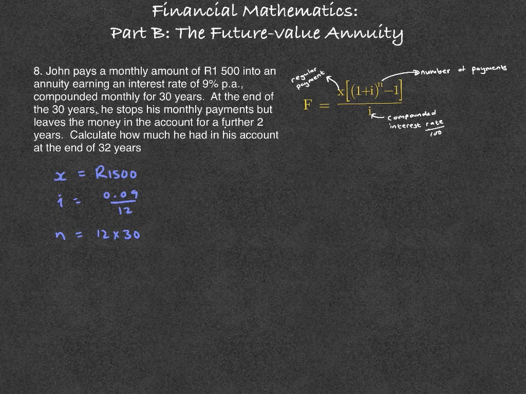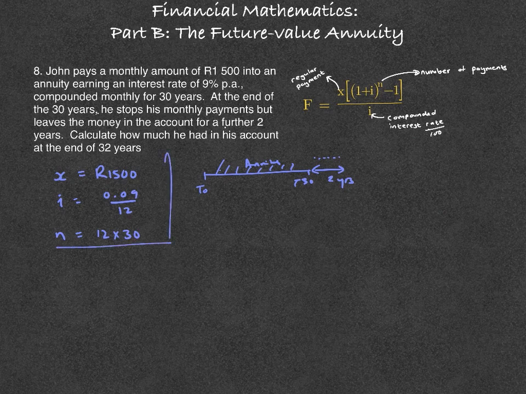All right, so for the first 30 years, there's this annuity that is building. It's making regular payments into it, and they're earning interest. And then for 2 years, as you can see, that's totally to scale, for 2 years, the money grows compoundedly just for those 2 years monthly. Okay, so let's do the first part, the future value annuity.